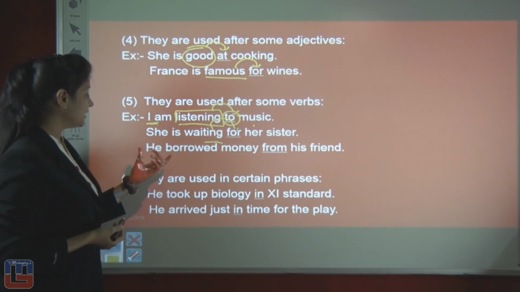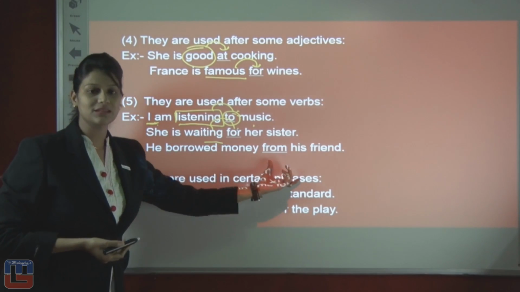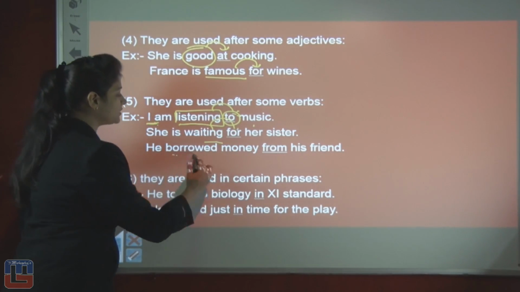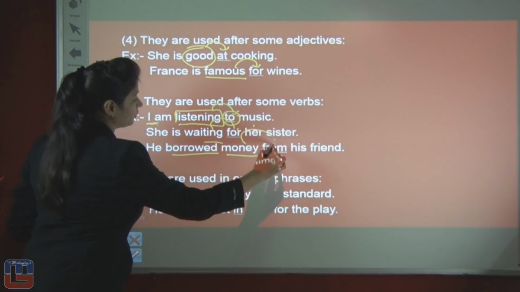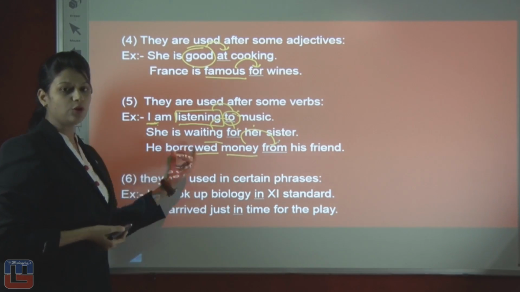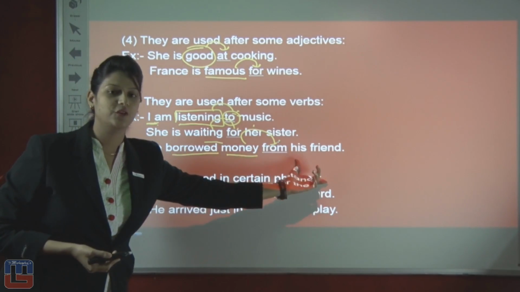The third example says he borrowed money from his friend. So he borrowed. Borrowed is the verb, money is the object, of course, and it is followed by what? From. So borrowed from. From whom? From his friend.